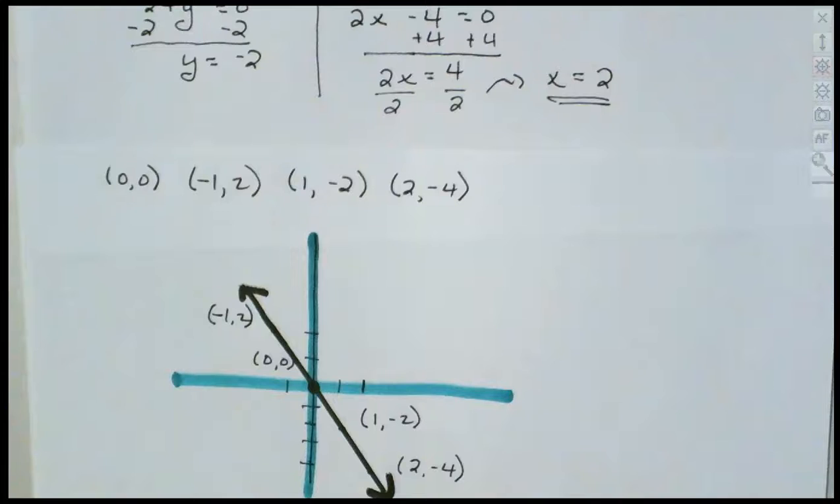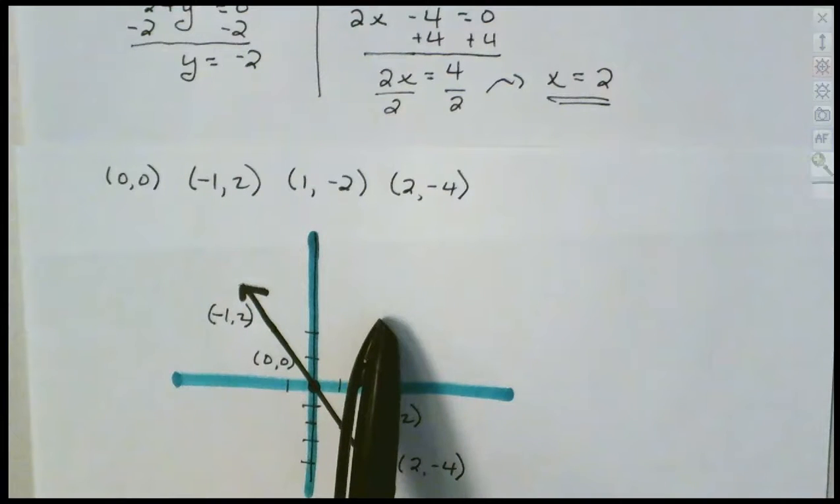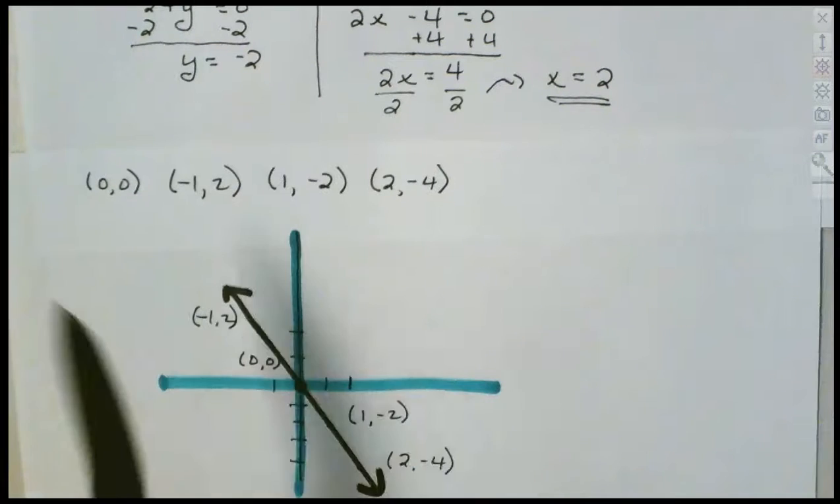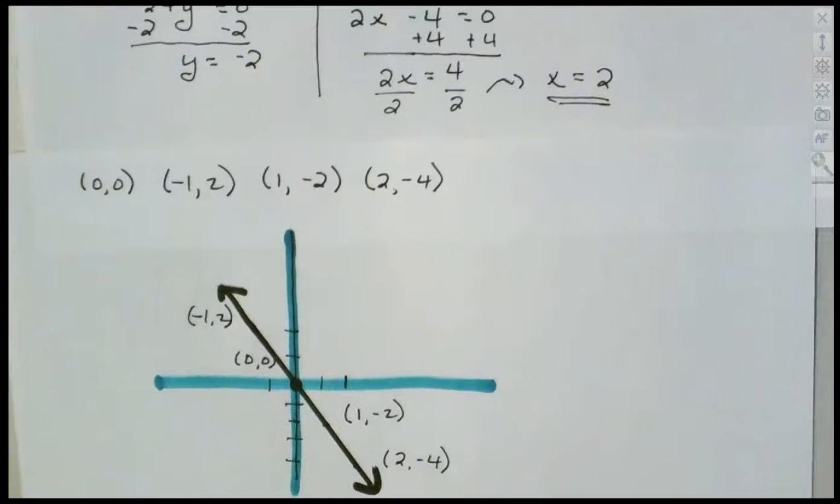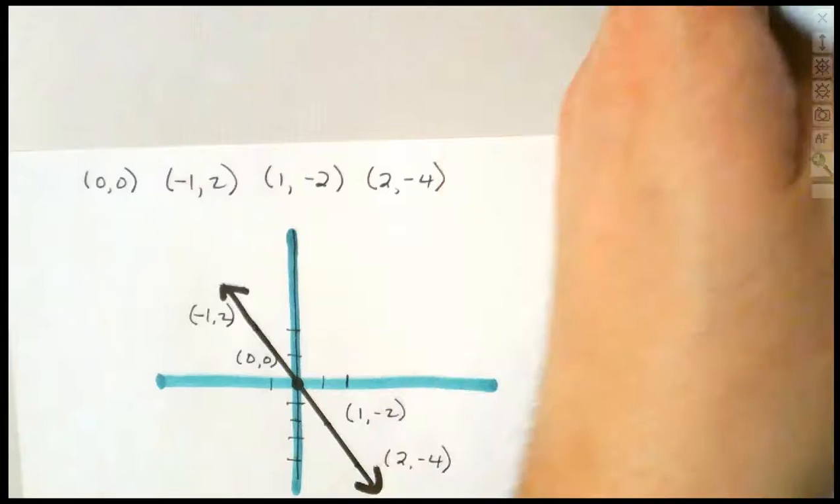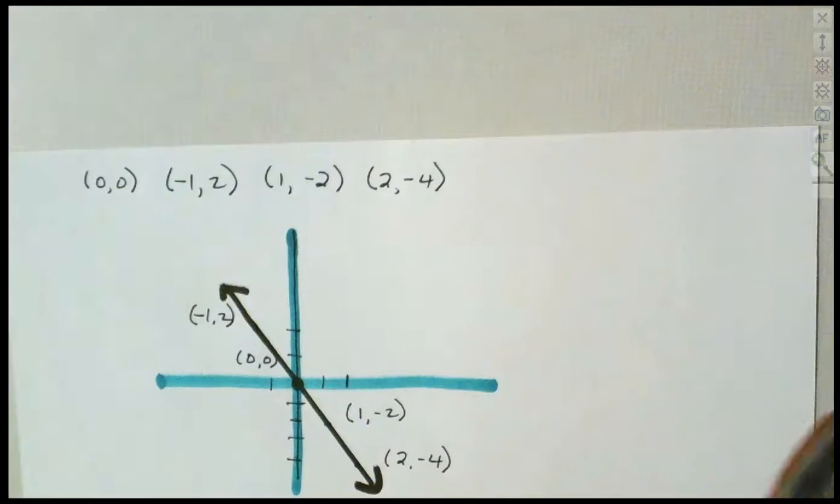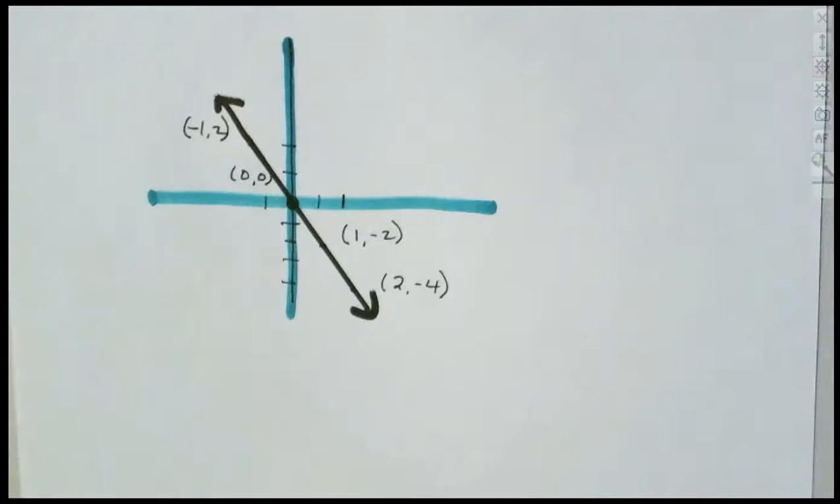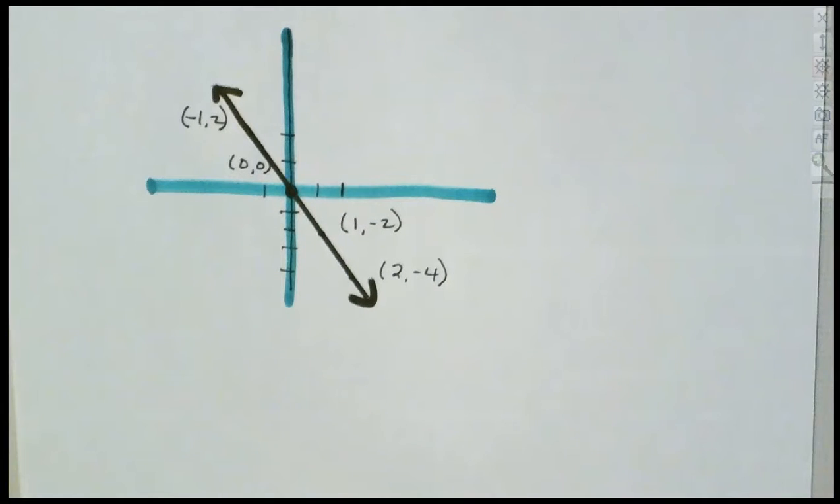If it doesn't make a straight line, if I would have had a point here, then I would have known I made a mistake. Okay, so if you have a point clear up here, you made a mistake. They have to form a straight line. If they do not make a straight line, one or more of those points is wrong. So that's how we handle filling in and completing a table.